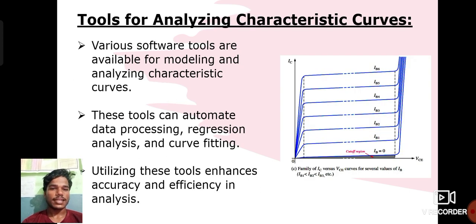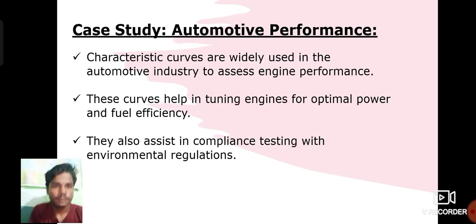Tools for analyzing characteristic curves. Tools are available for modeling and analyzing characteristic curves. These tools can automate data processing, regression, and curve fitting analysis. Utilizing these tools enhances accuracy and efficiency in analysis. Case study: automotive performance. Characteristic curves are widely used in the automotive industry to assess engine performance. These curves help in tuning engines for optimal power and fuel efficiency. They also assist in compliance testing with environmental regulations.